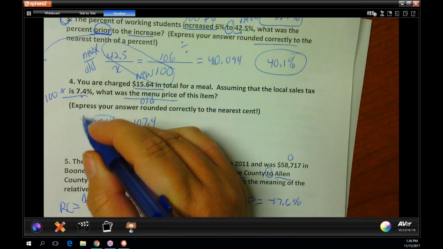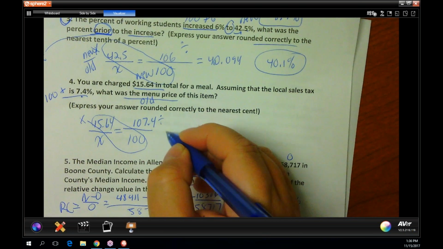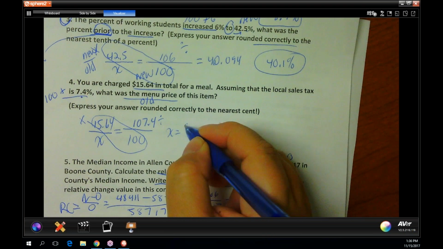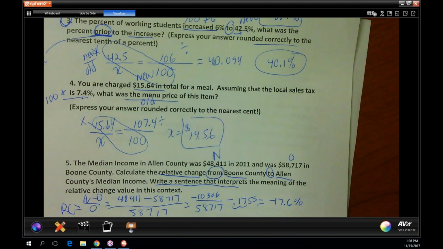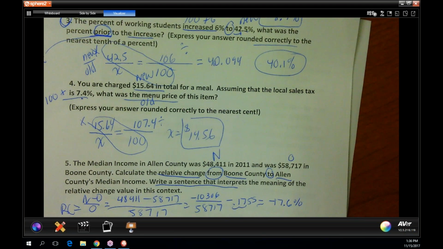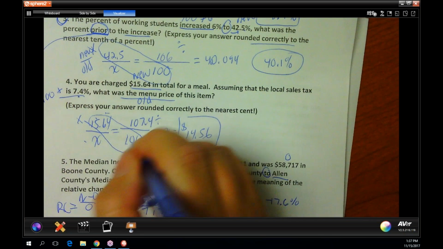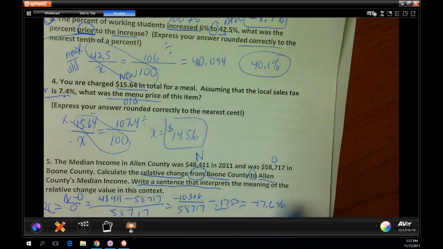Multiply and then divide. $14.56. Okay. If you practice this way, it becomes much easier breaking down these word problems.